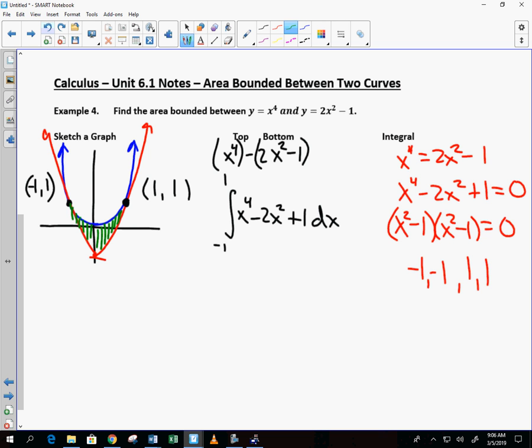Anybody know? Very good. I'm going to go from 0 to 1 to just find the area on the right-hand side of x to the fourth minus 2x squared plus 1 dx, and I will double it. You see that little trick?